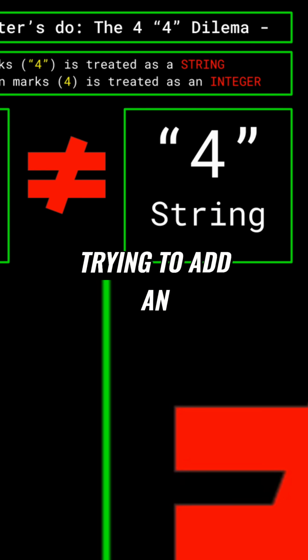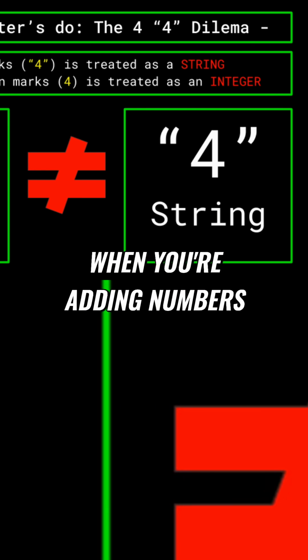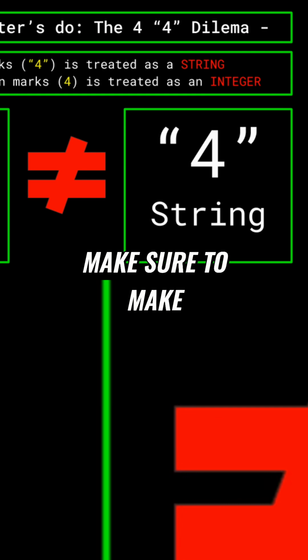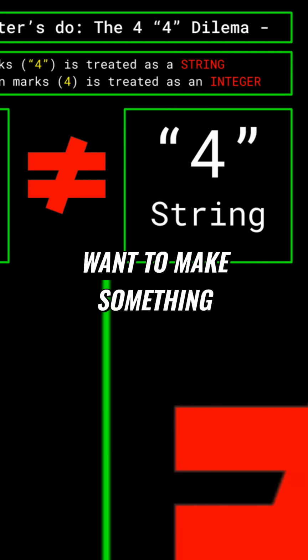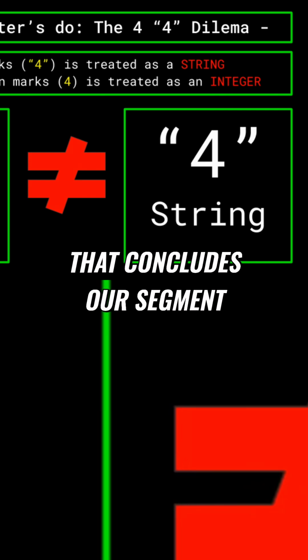and it thinks you're trying to add an integer to a string, which is a big no-no in programming when you're adding numbers. So when you're programming, make sure to make a mental note of whether or not you want to make something an integer or a string, because that type of stuff makes a big difference. Alright, that concludes our segment on the base power of computers.